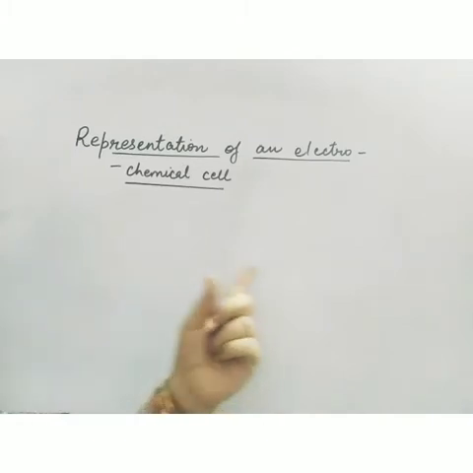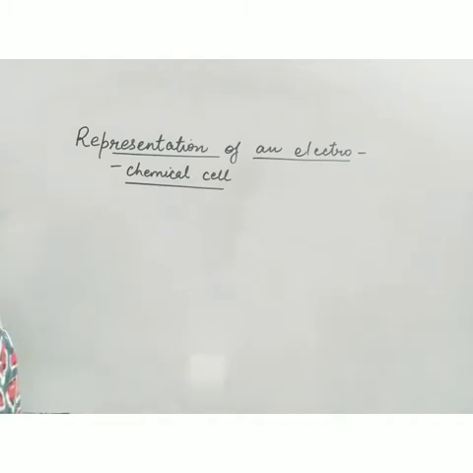Now today in this video we are going to discuss the representation of an electrochemical cell. An electrochemical cell or galvanic cell has two electrodes, anode and cathode, and the electrolytic solution containing these two electrodes are known as half cells. We have seen that on the left hand side zinc was dipped in zinc sulfate, on the right hand side copper was dipped in copper sulfate. So two half cells are there. Left side oxidation occurs, right side reduction occurs. When these two half cells are connected together, we get a complete cell.